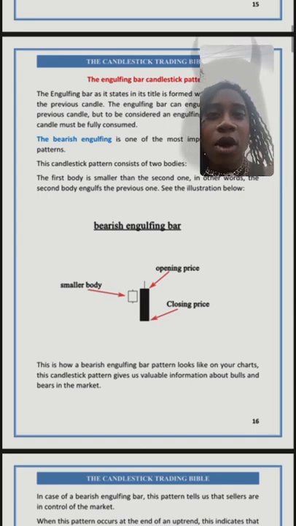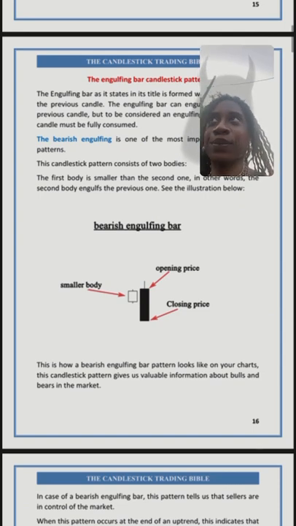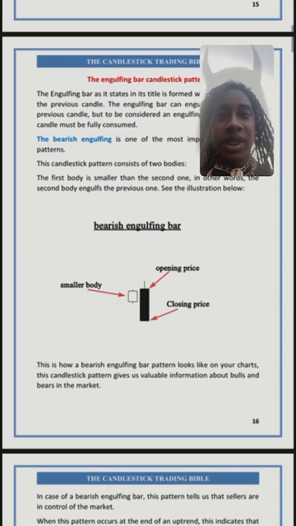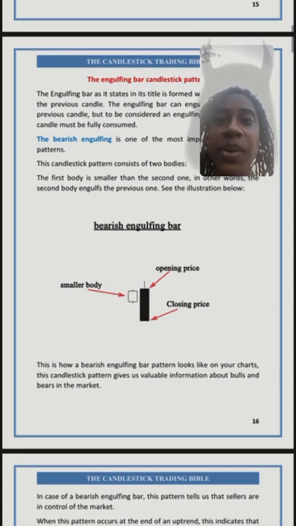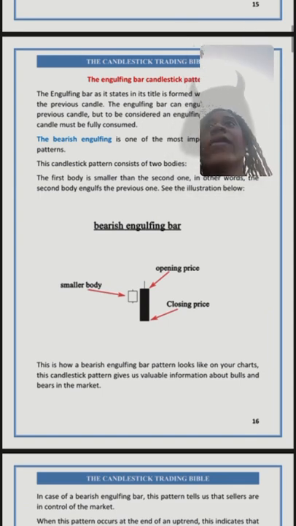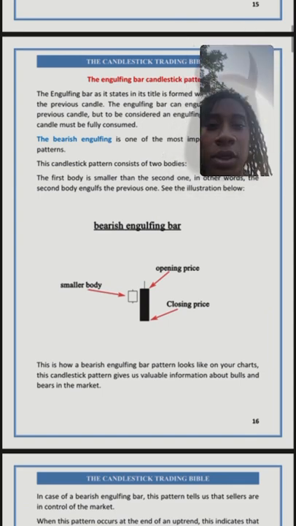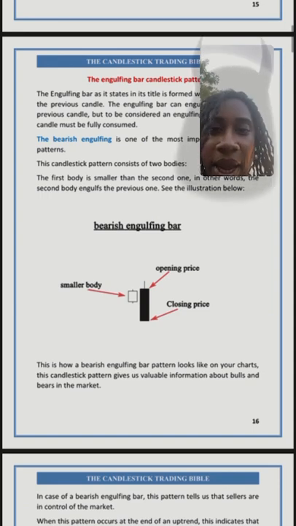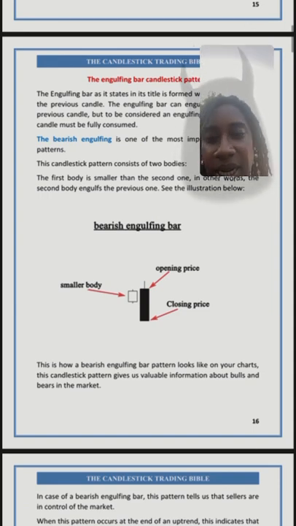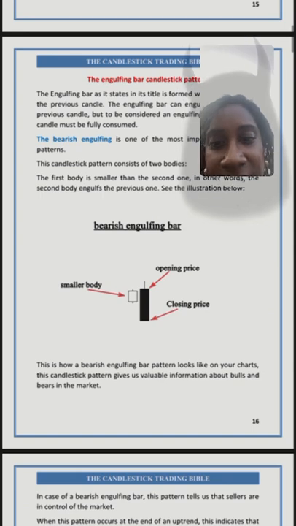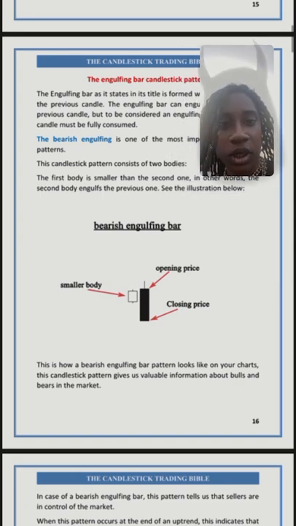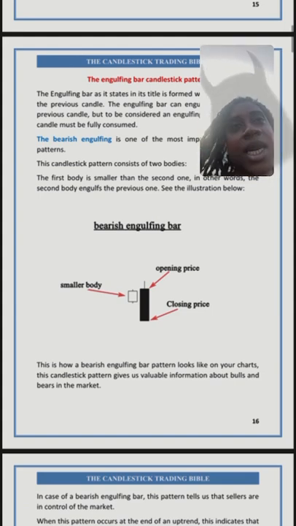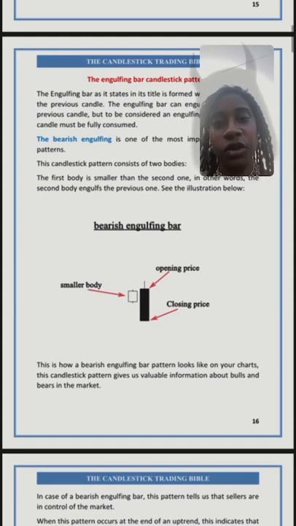All right, so the engulfing bar candlestick pattern. Okay, this is very important. This is an example of a bearish engulfing bar. What this means is you have one bar where the price is going up, and then you have another bar where the price is coming down. What makes it bearish and engulfing is that the second candle opened and closed lower than the first one. So it engulfed it, it took over the first candlestick.